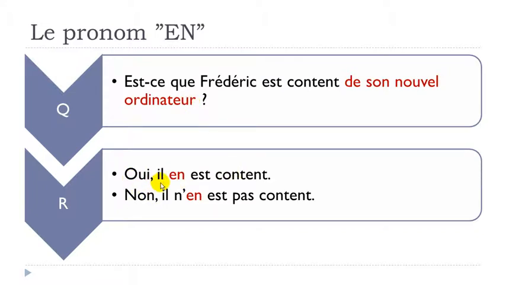Oui, il en est content. All right, so en, same thing here, before the verb, and then after that, of course, you continue your sentence because satisfied should be in the answer. Okay, so oui, il en est content. Negative form, non, il n'en est pas content. So same thing, en stays before the verb, and then you've got the first part of the negation ne, but then is going away. All right? Oui, il en est content. Non, il n'en est pas content.